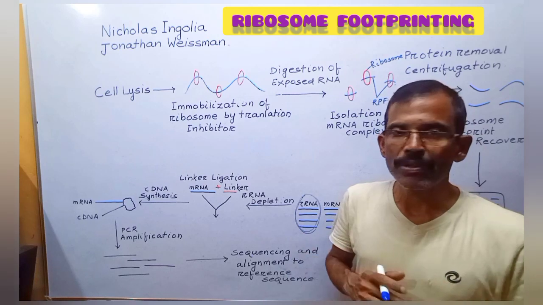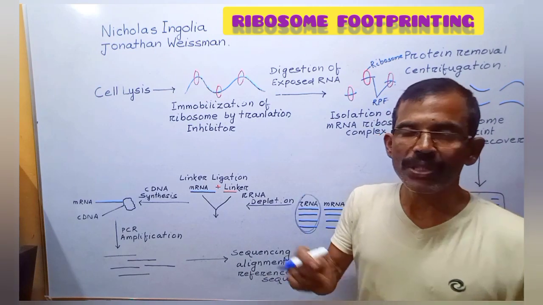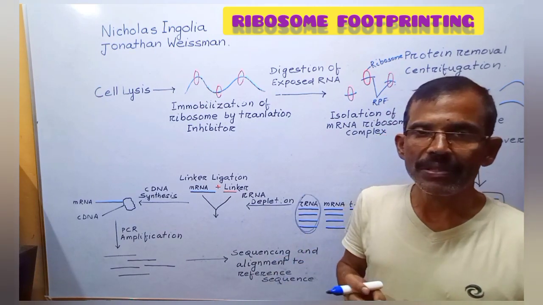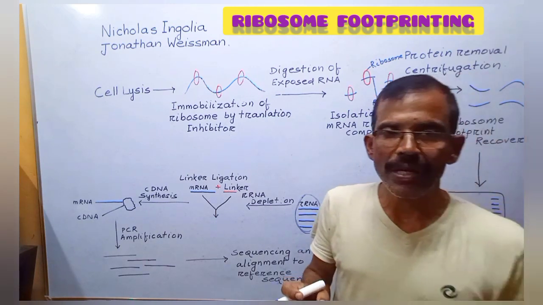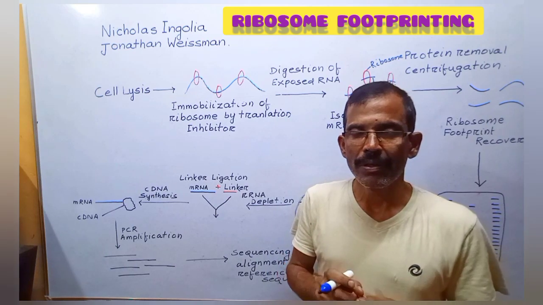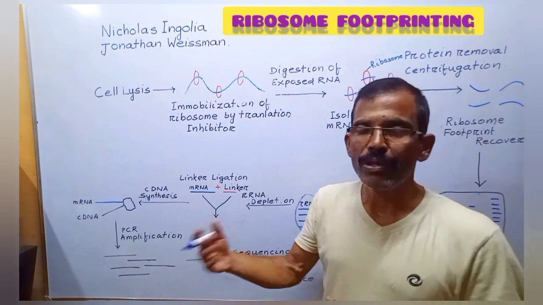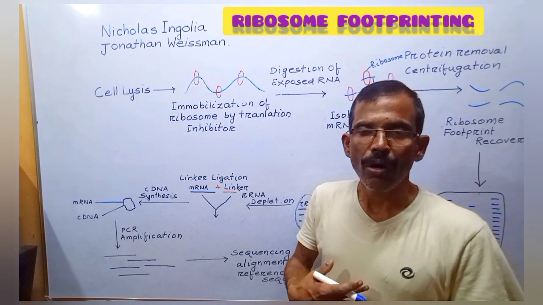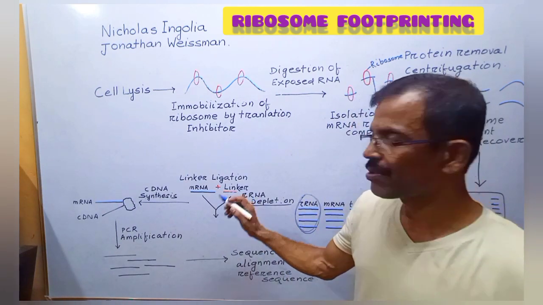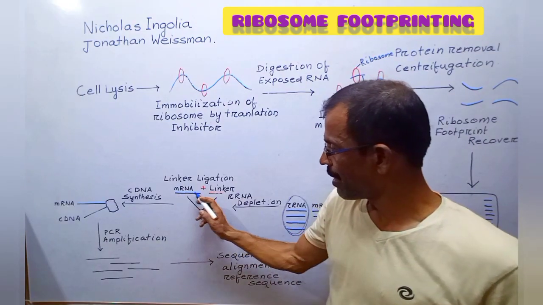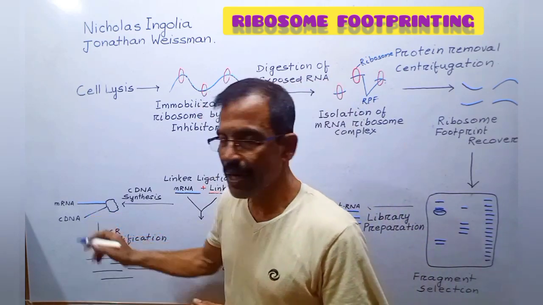After rRNA depletion, the ribosome footprints are reverse transcribed to cDNA by using the enzyme reverse transcriptase. The enzyme reverse transcriptase requires a primer. To overcome this, the ribosome footprints can be tailed by using a polymerase, or else they can be ligated with an RNA linker of known sequence. These ligated RNA fragments are then reverse transcribed to cDNA.